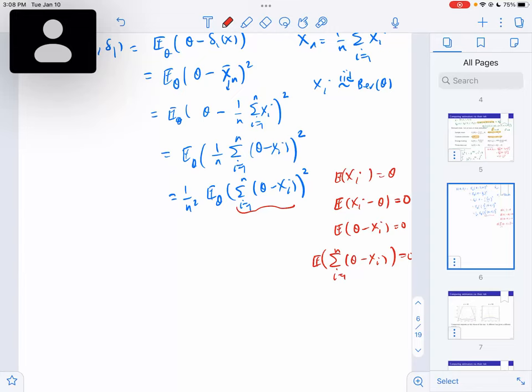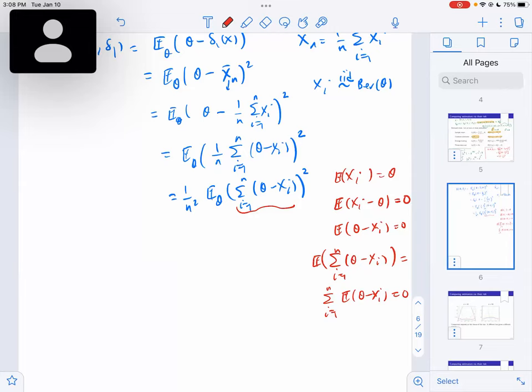The expectation is linear, so I can move the sum out. I'm happy that you did it this way because it's going to be fast. So this is zero, right? So this is a zero mean variable.